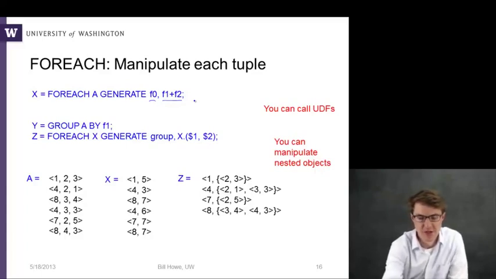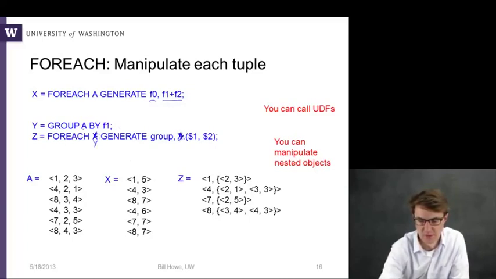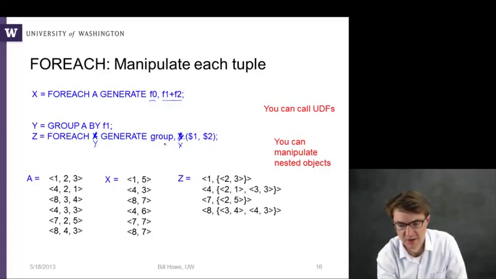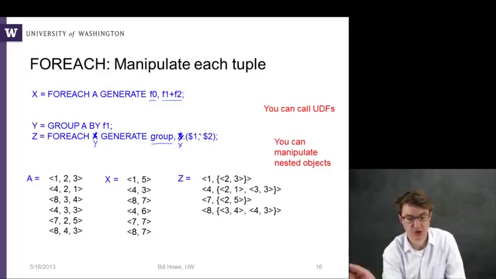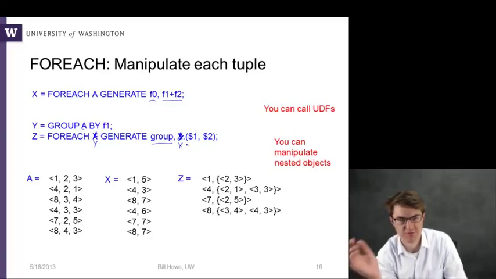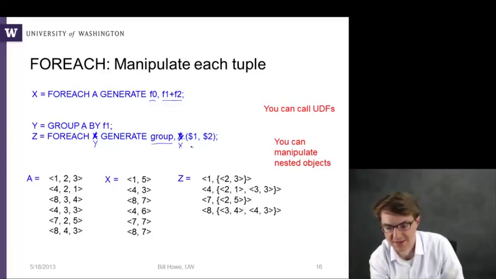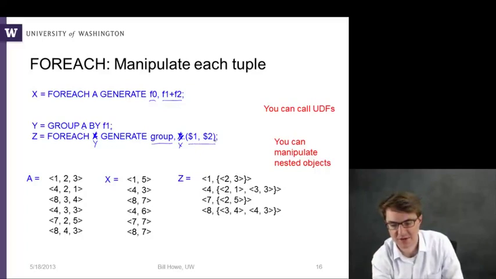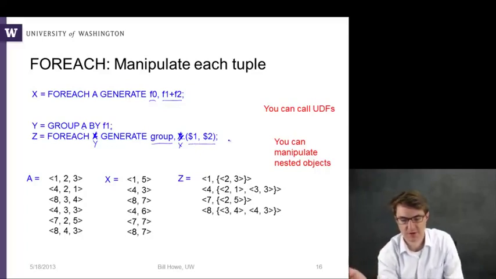Fine. So another example is first we group A by F1, just like we did in the previous slide. Excuse me, this should be Y. And then foreach Y, generate group. So what's group? Well, remember that's the magic name given to the group field. And then Y, which is the magic name given to the bag field, dot, a list of projection columns. And so this is the second element and the third element from each of those tuples. Okay, so what does this look like?